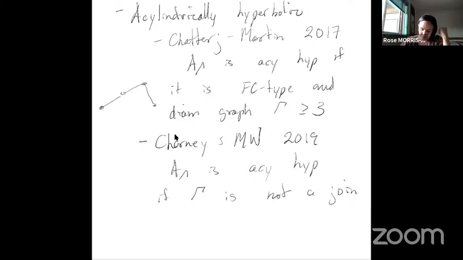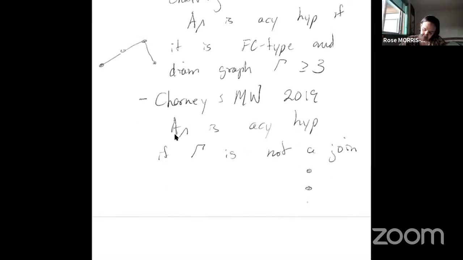So we would really like to say something like, A gamma is acylindrically hyperbolic if it's not a direct product, or something like that. And graphs that are joins are depending on what the labels are, right? What do I mean by join? Maybe I should say that. Right, so a join is where I've got two collections of vertices and all of the vertices in this collection are connected to all the vertices in this collection.